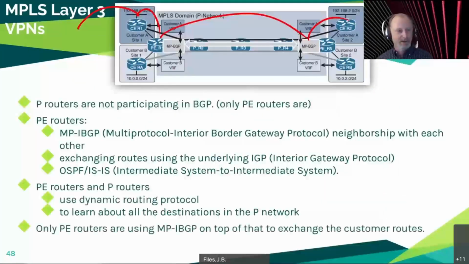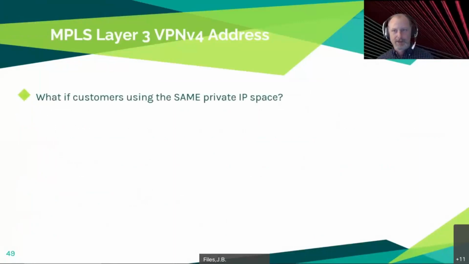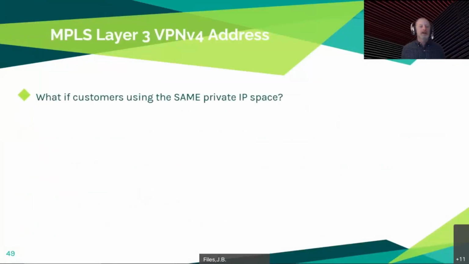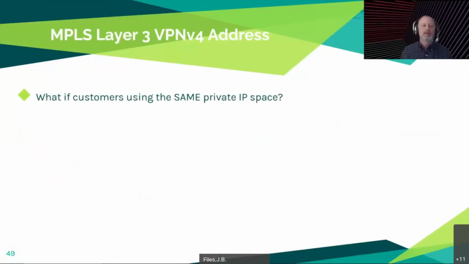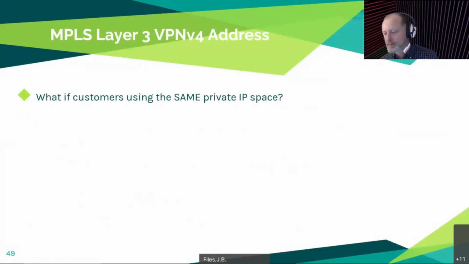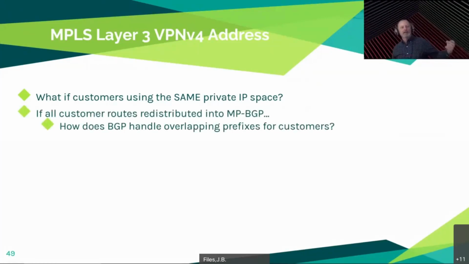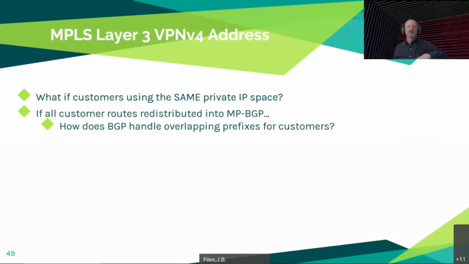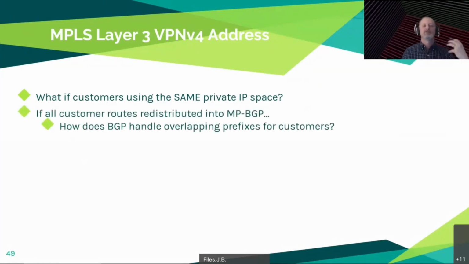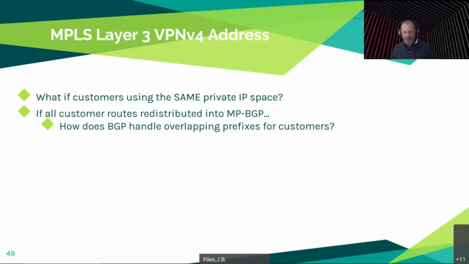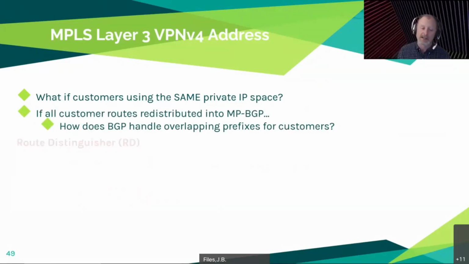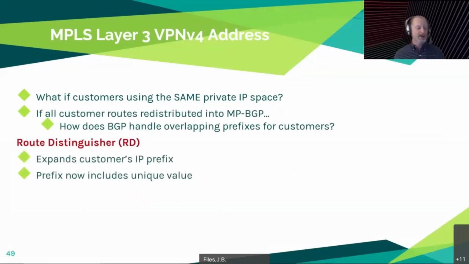So let's see, where were we? Okay. So what if customers are using the same private IP space? If all the customer routes are being redistributed into BGP, how does BGP handle the overlapping prefixes for customers? And the answer is a route distinguisher.